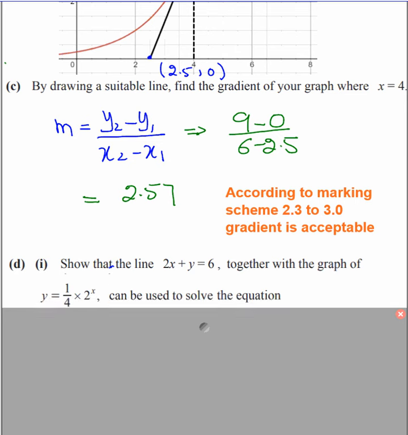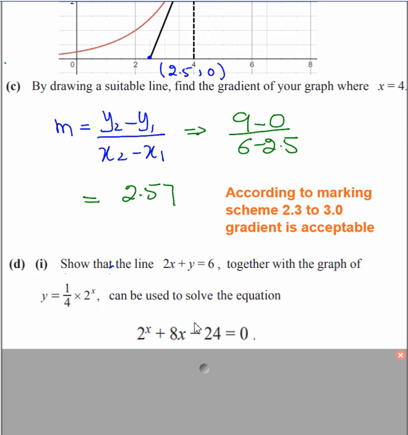Now part B says, show that this line together with the graph can be used to solve this equation. Now this is very important. What does it mean? This graph we have already plotted up there, right? Now if you draw this line also, the question is saying to show that the intersection point of these two graphs will actually represent the solution of this. It means if I put this equation equal to this by making y the subject here, if I put these two equations equal to each other and simplify it, it will be equal to this.